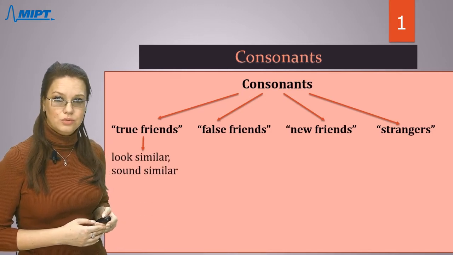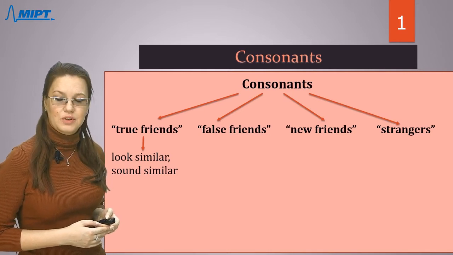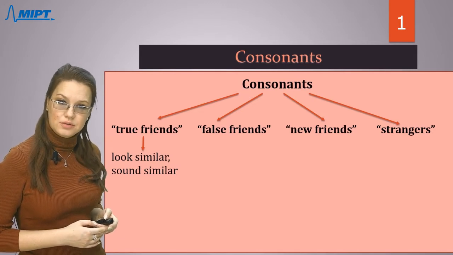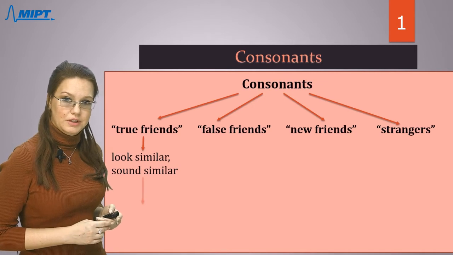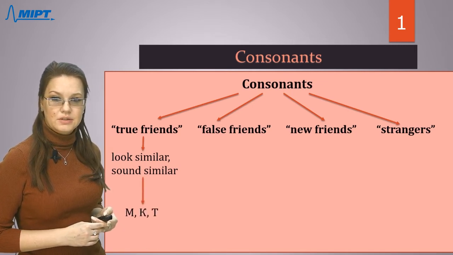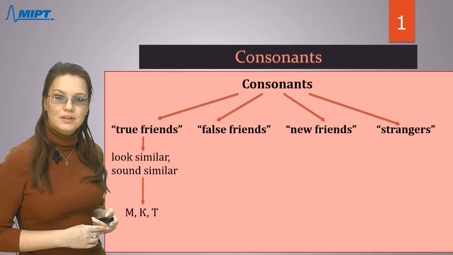So true friends, I suppose it's our favorite group of consonants. Why? Because they look similar and they sound similar if we compare English and Russian phonetic system. So, for example, these are letters M, K and T, and sounds are M, K, T.